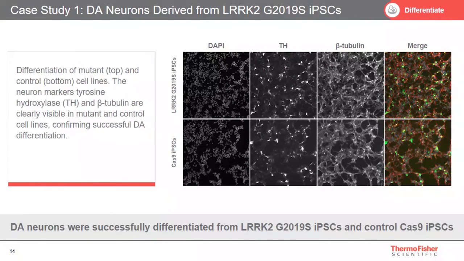And so after making the edits, both the control and mutant lines were differentiated using our dopaminergic neuron differentiation kits, and both lines differentiated normally. Tyrosine hydroxylase, which is a dopaminergic neuron marker, and beta-3 tubulin, which is a general neuron marker, appear to be comparable in both the mutant line seen in the top panels as well as the control lines seen in the bottom panels. So things look pretty similar for both the parental and mutated cells at this point, really proving that the mutant line can be differentiated into dopaminergic neurons.